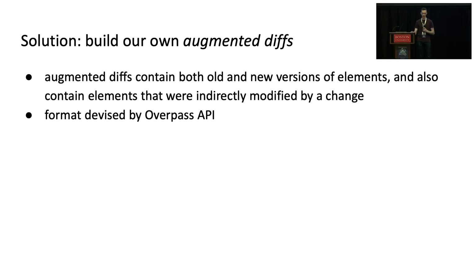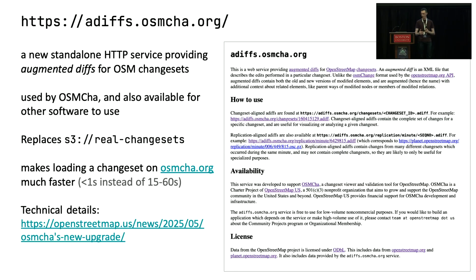This is a format that was devised by the Overpass API. If you use the adiff parameter in an overpass query, it returns the same data format that I'm talking about here. So adiffs.osmcha.org is a new standalone HTTP service for providing these augmented diffs. They are pre-computed by a data pipeline that runs on a server that is part of the OSMCha backend stack. And these diffs are used by OSMCha, but they're also available for other software to use. And our hope is that people will build other tools based on this data.